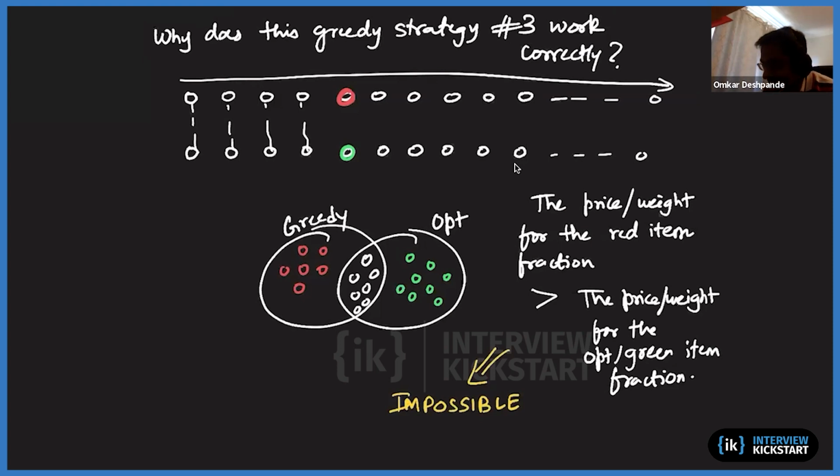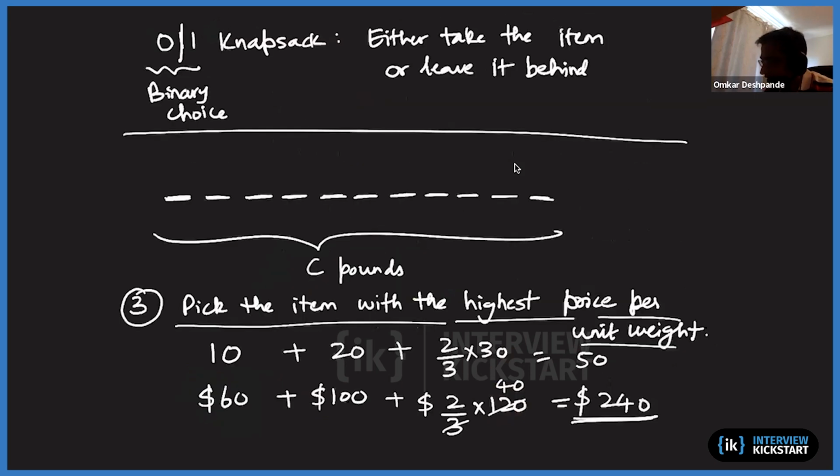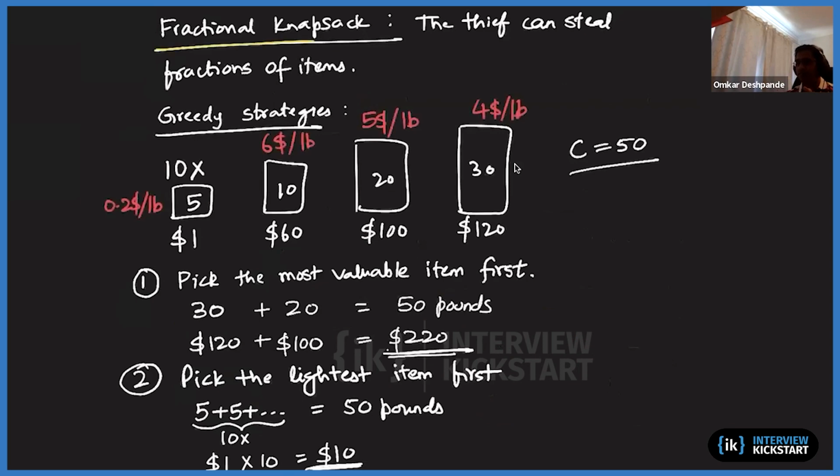So this is basically a proof by contradiction again, by which we have shown that this greedy strategy of picking items in decreasing order of price per unit weight will always work for the fractional knapsack problem.